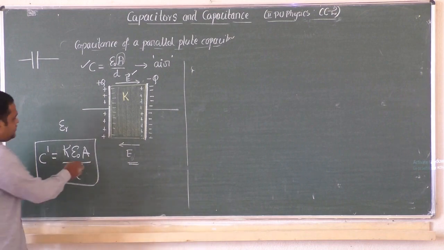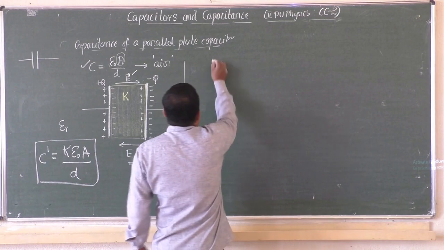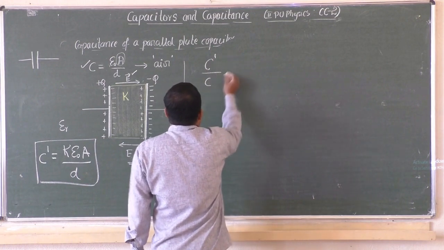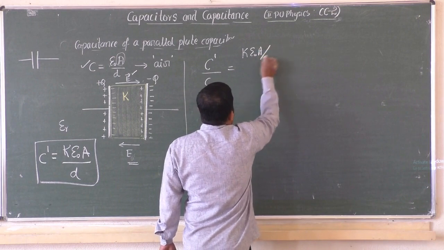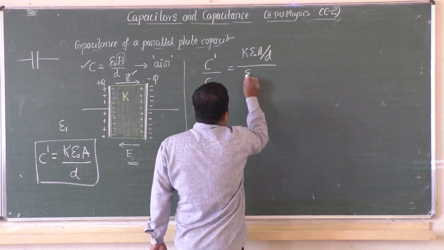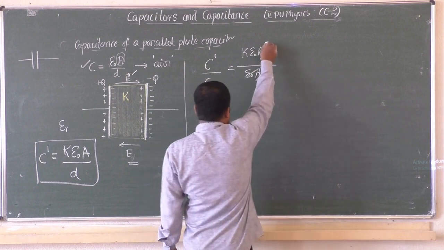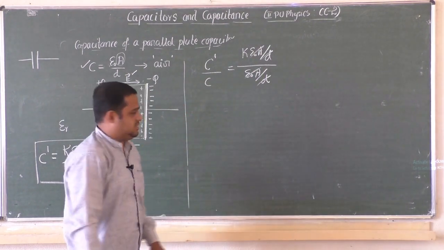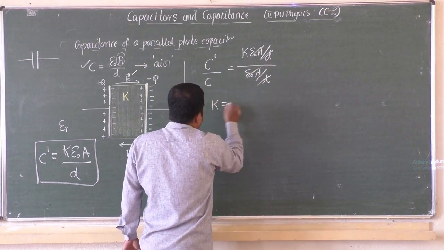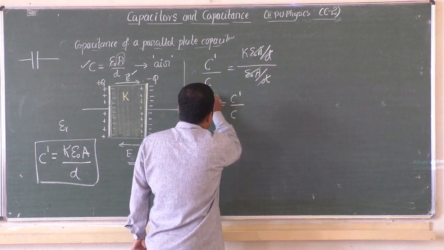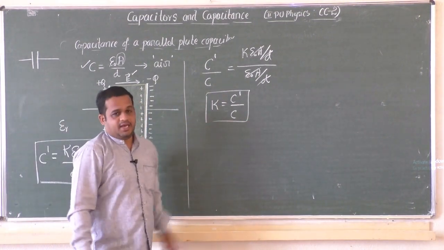Now if you divide these two equations, if you divide C dash by C, what do we get? K epsilon naught A divided by D, divided by epsilon naught A divided by D. Epsilon naught A by D cancels. So C dash divided by C is equal to K. K is equal to C dash divided by C. Now this is the definition of dielectric constant.